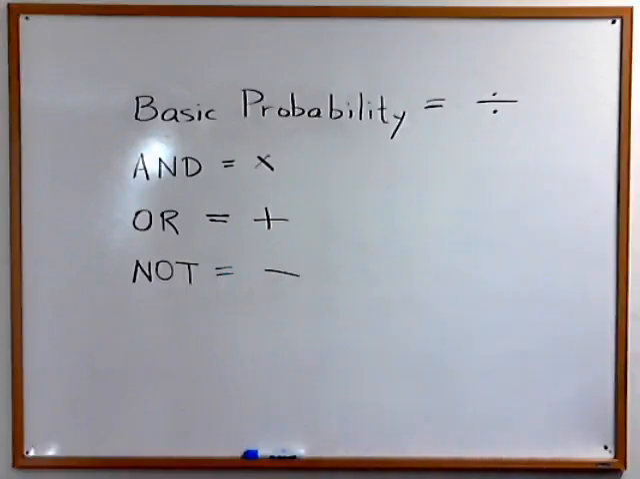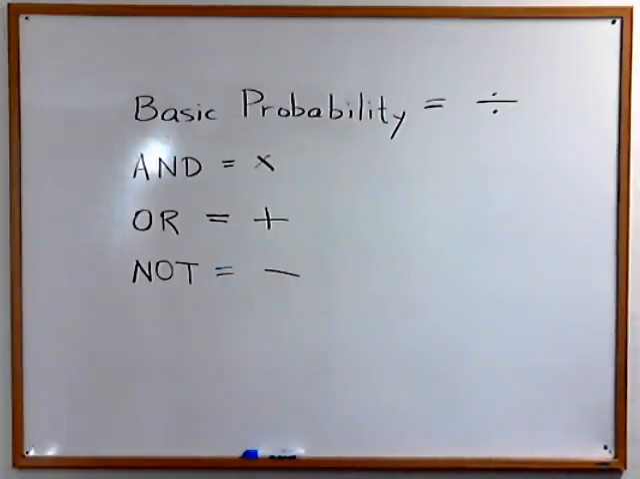So on the board I have 4 mathematical concepts associated with probability and the operations that they're associated with. The basic concept of a probability is analogous to division, because a probability is always a fraction. So when you see a probability, you should always think, I'm going to have to divide, or I'm going to have to form a fraction.